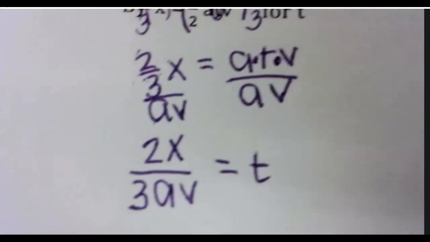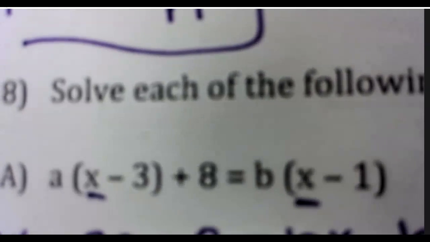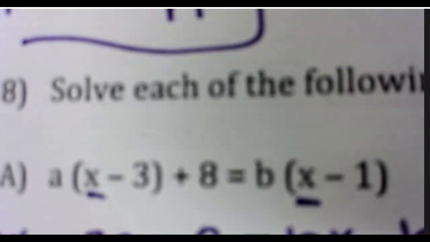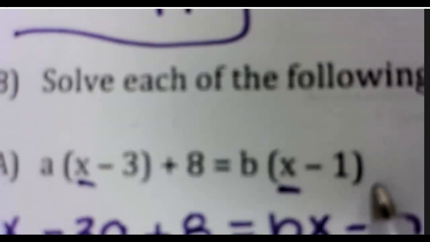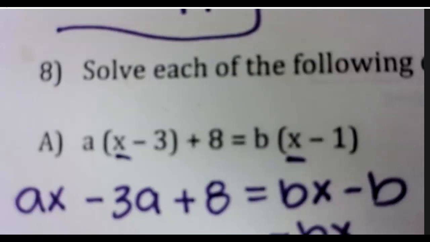Okay, and then the last part is example A. This would be kind of like the bonus I'm going to ask you for tomorrow. So we're just going to briefly go through it so that you have an idea. But if you have something with parentheses and a variable on both sides, you're going to distribute to get rid of the parentheses.